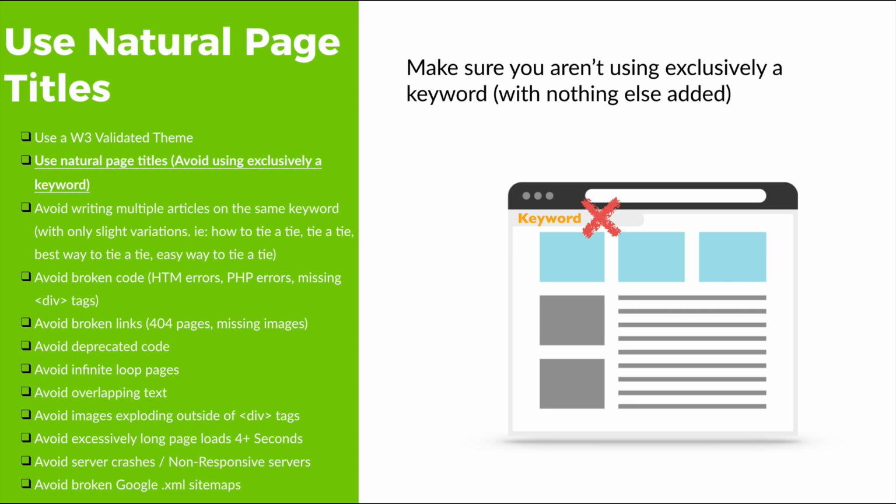You want to have natural page titles and you want to avoid using exclusively a keyword. I've covered this already, but I wanted to include it in the troubleshooting section as well. If you're just going through the checks in the troubleshooting, you want to make sure you don't just have a keyword and then that's it. You always want to have a keyword plus a modifier plus power words in your title.